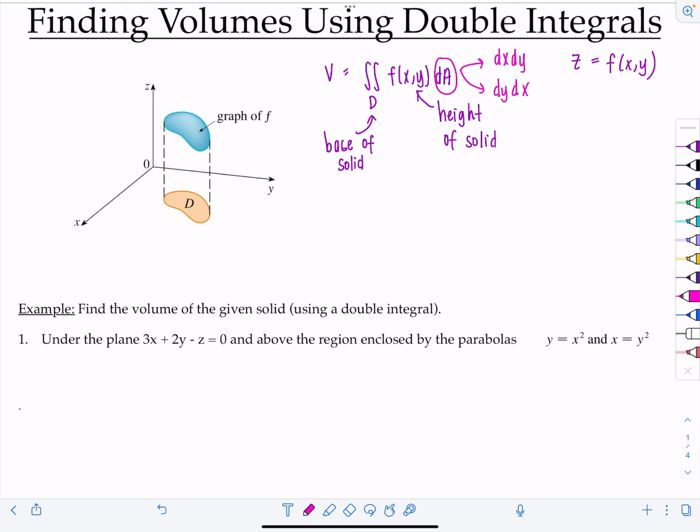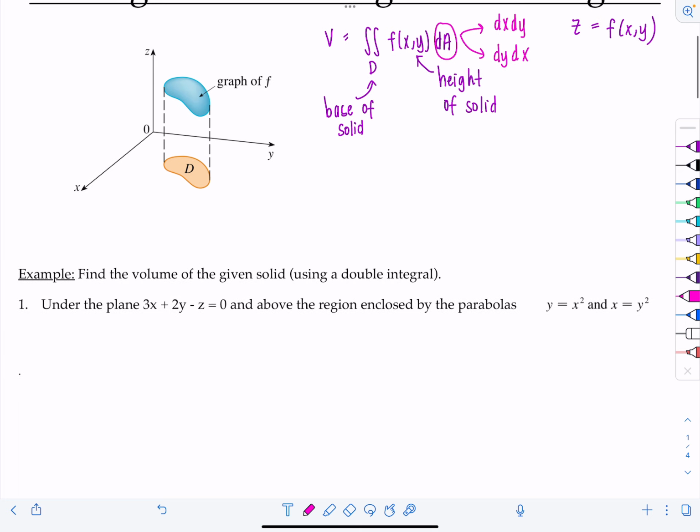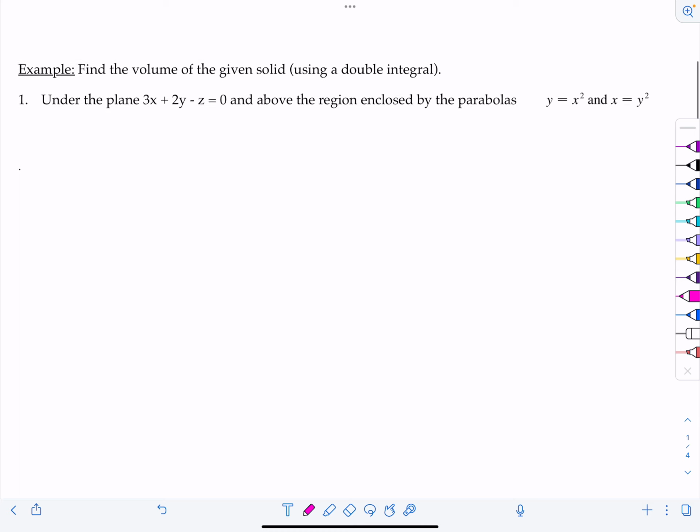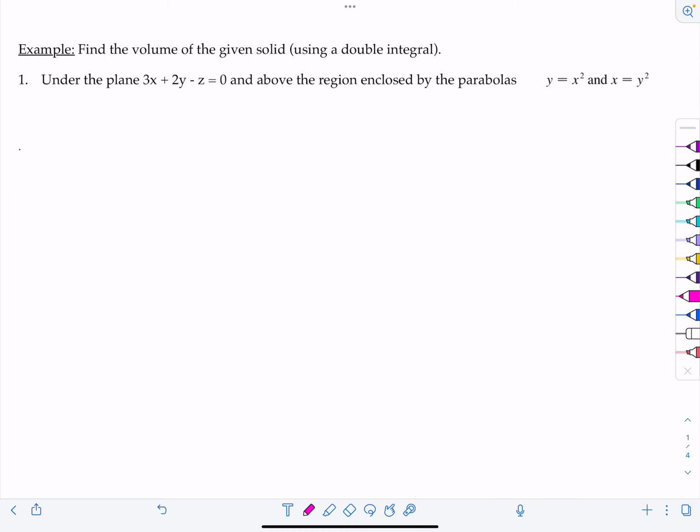I have 3 exercises picked out for you. First one, find the volume of the given solid using a double integral under the plane 3x plus 2y minus z equals 0, and above the region enclosed by the parabolas y equals x squared and x equals y squared. So these two parabolas are going to enclose a region, and that region is D, over which we're going to integrate, okay? So let's start off by figuring out the intersection and what D looks like.